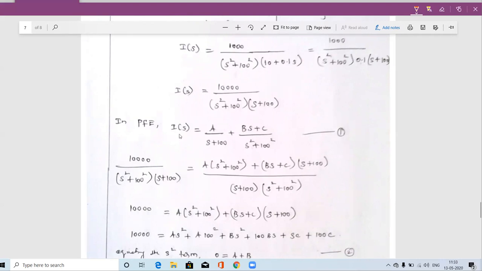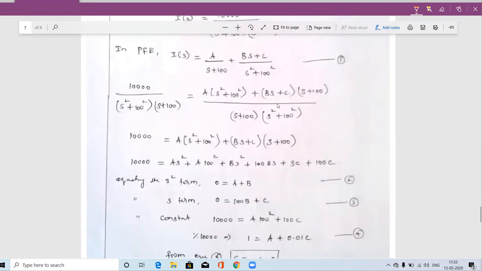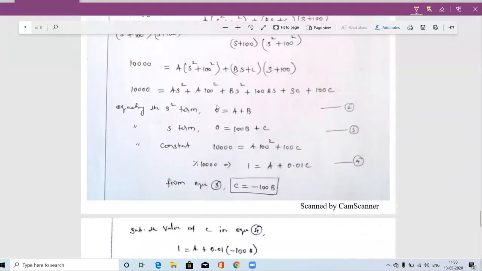In the partial fraction method, I of s can be written as A by s plus 100 plus Bs plus C divided by s squared plus 100 squared. You take it as equation number one. In this, we have to find out the values of A, B, and C. Next, similarly, you have to take the LCM and rearrange it. Here the denominator, both the terms get cancelled. Then we have to expand it. And in this, you see the s squared term is in these two.